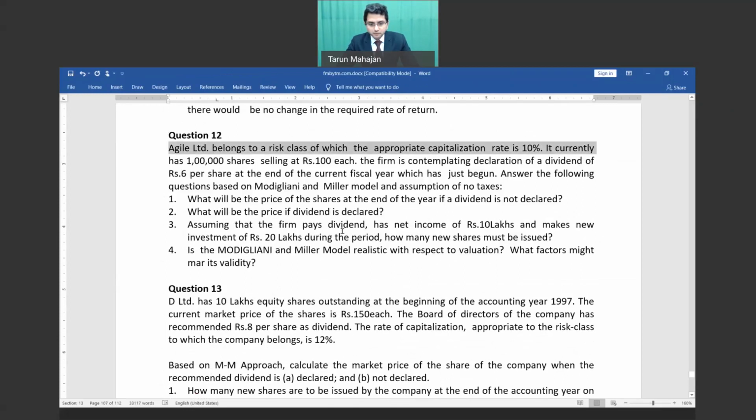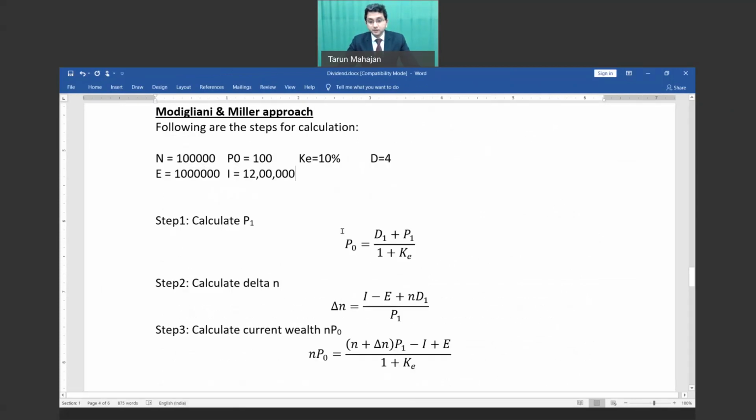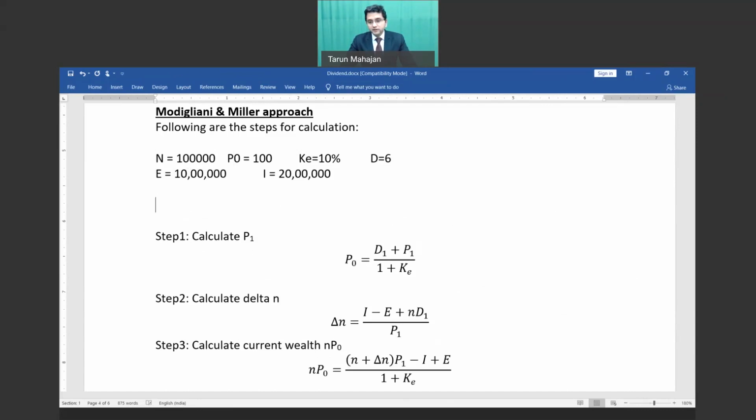Oh yes, most of the part I was correct. 6 rupees is dividend, investment 20, net income 10. Good. Investment is 20 lakhs. Earning is 10 lakhs. And dividend will be 6 rupees per share if at all it is given. Okay, so let's solve it with dividend.